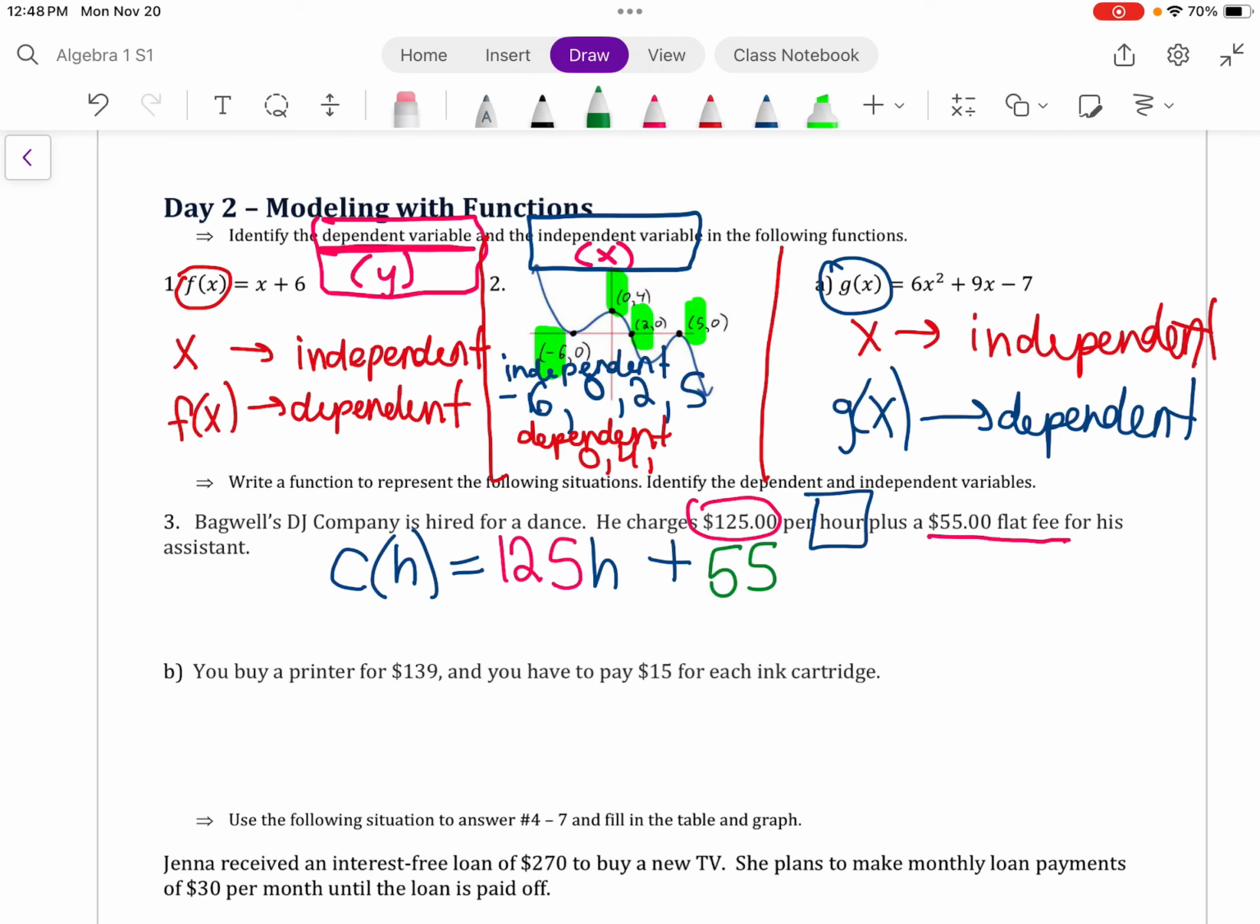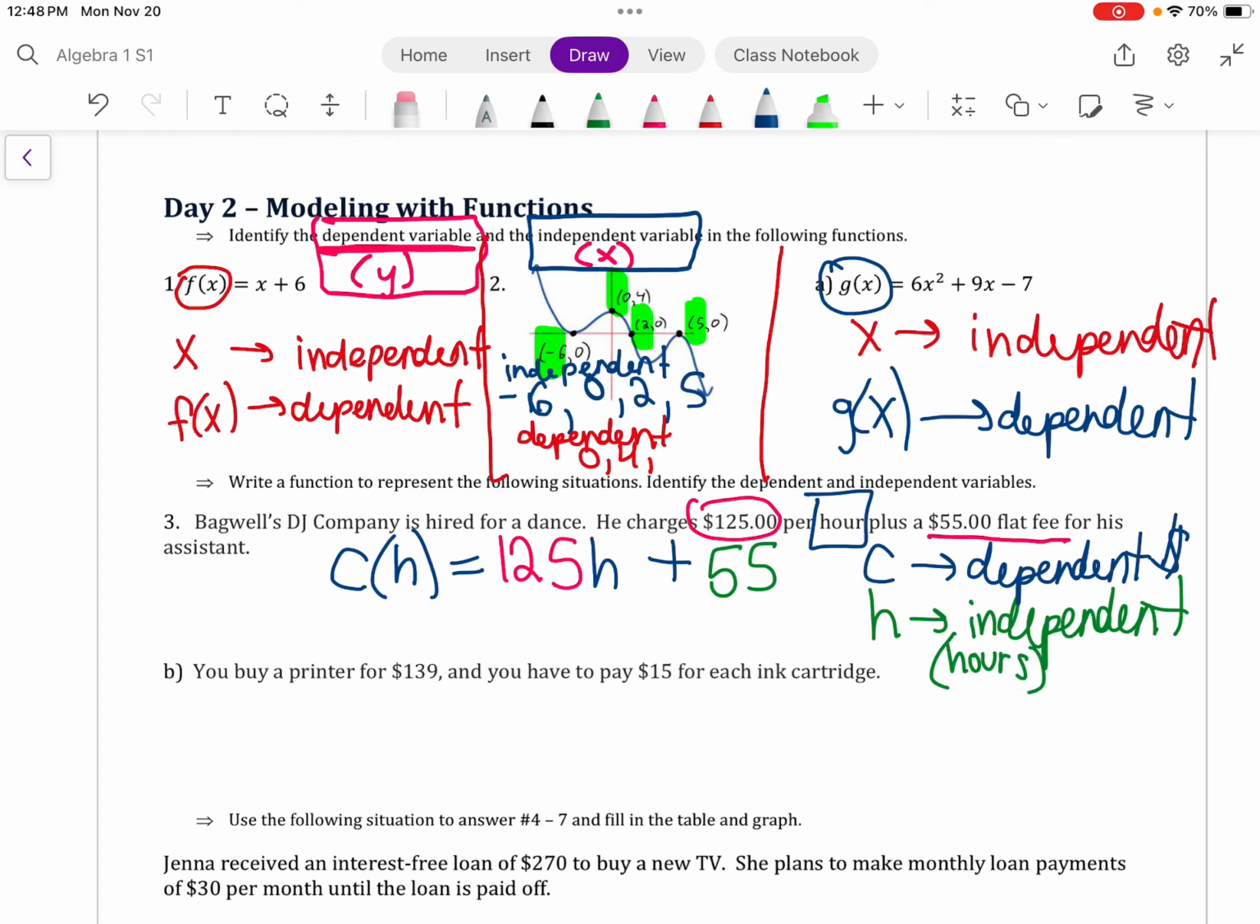So without even playing one beat, he gets $55 for showing up for his assistant, and then $125 per hour. So the hours is the independent. How long are you going to work for? And then the cost or the charge of how much he's going to pay is the dependent. Let's talk about the money. The hours is the independent. The dependent is the dollar bills, y'all.